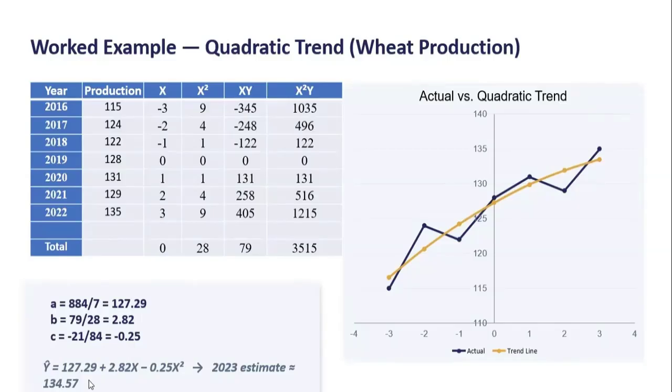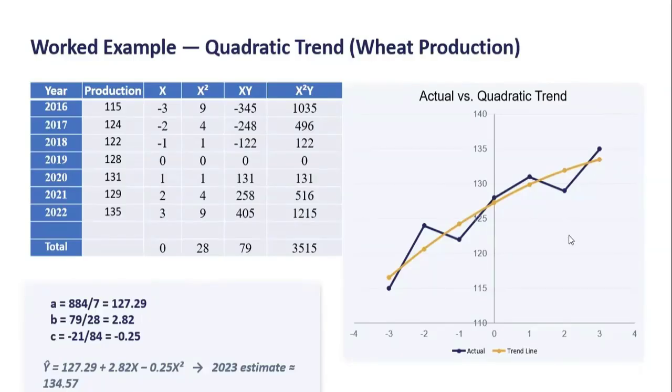So our curve y cap is equal to 127.29 plus 2.82x minus 0.25x squared. Notice that c is negative. That's what bends the line into a curve instead of a straight path. You can see the yellow line. It's not straight.